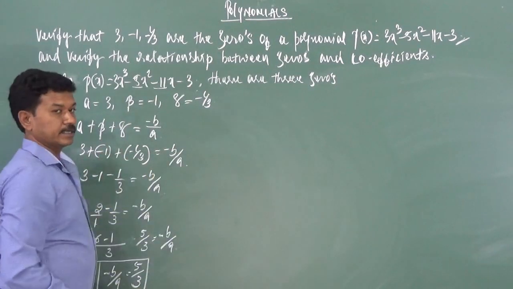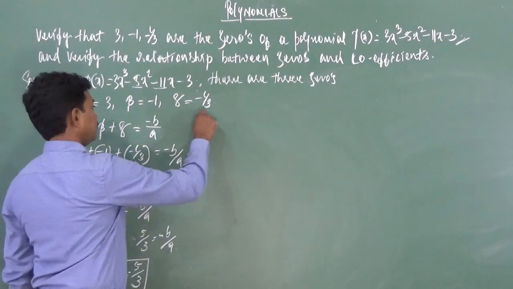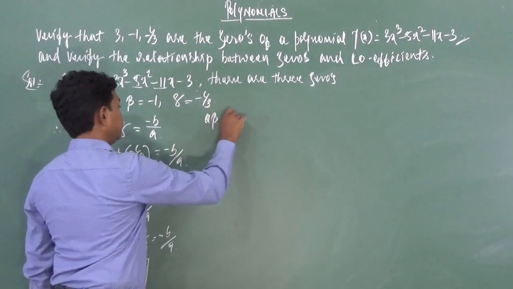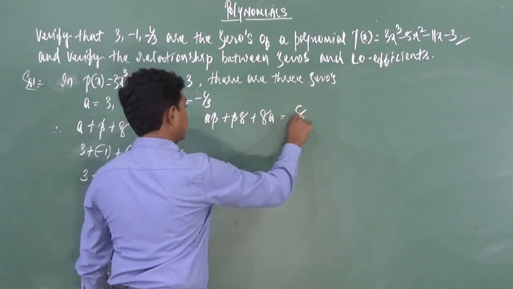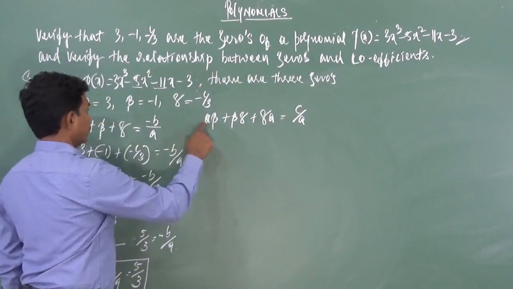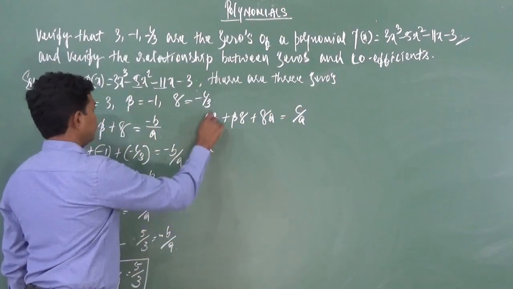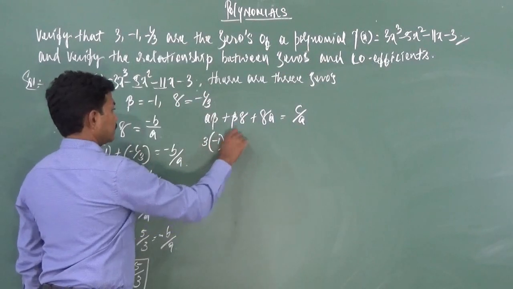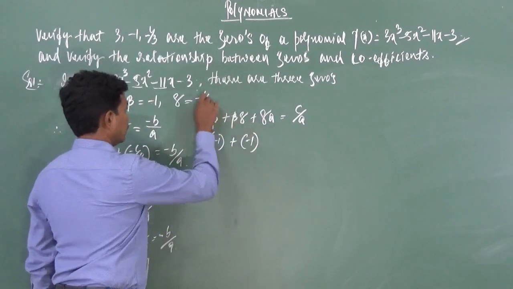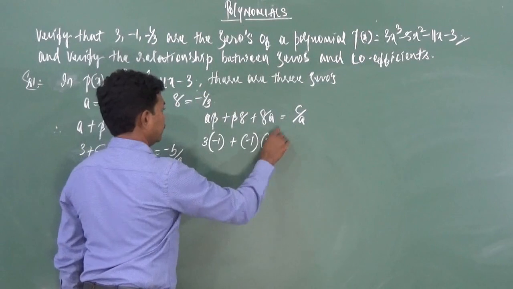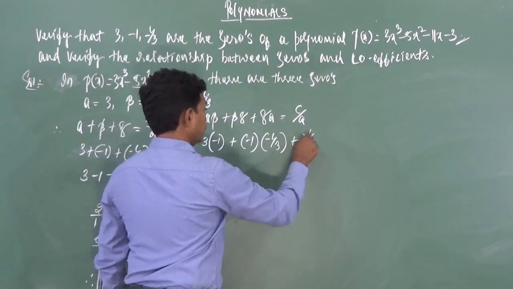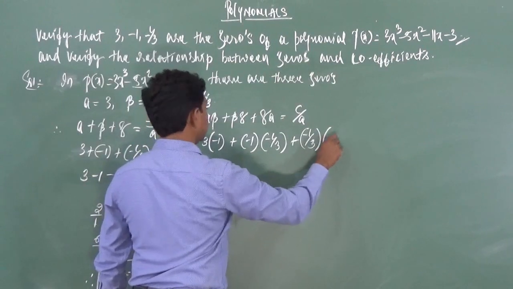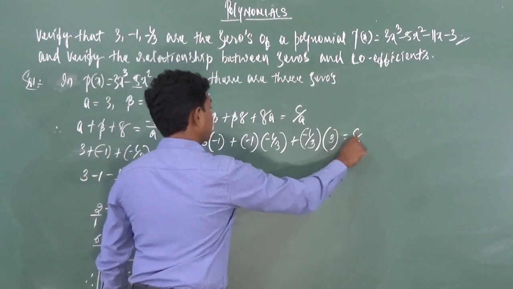We will go with the second relation, that is alpha beta plus beta gamma plus gamma alpha is equal to c by a. Is the formula. So alpha is 3 into beta is minus 1 plus beta is minus 1 and gamma is minus 1 by 3 plus gamma is minus 1 by 3 into alpha is 3, which is equal to c by a.